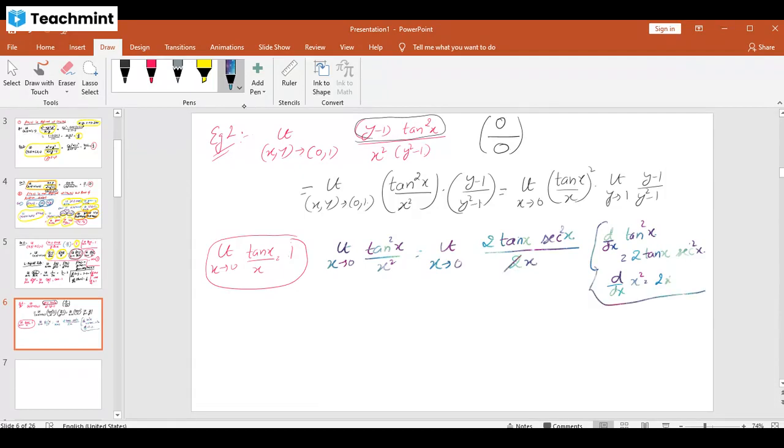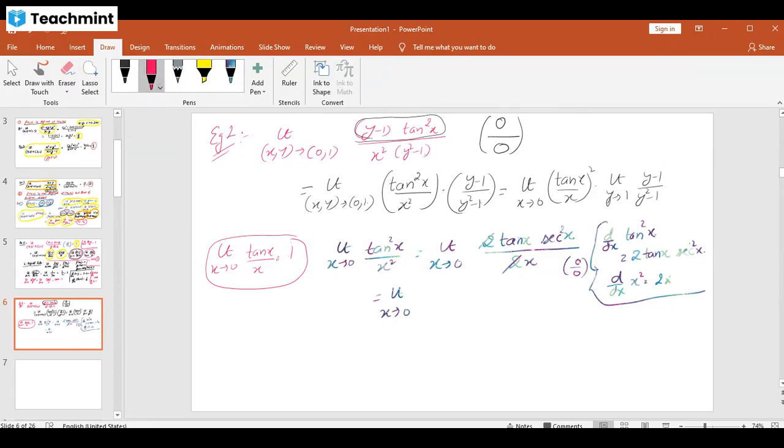You can see here 2 and 2 get cancelled out. Still, if I substitute x equal to 0, tan 0 is 0 and 0. So again it is 0/0 form. So again if it is 0/0 form, then we can apply L'Hopital rule. But this time we have a product of two functions in the numerator. One is tan x, another one is secant square x. So we apply the product rule.